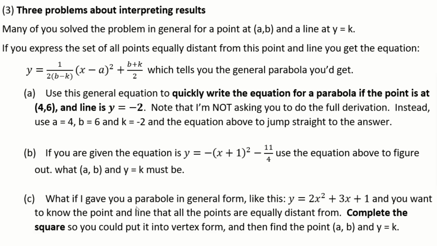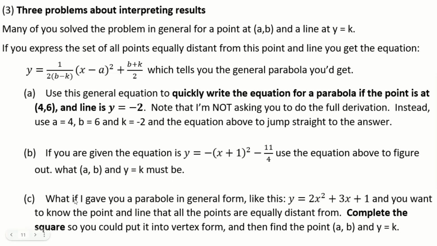So finally, what if I have a parabola in general form, like this one, and I want to know what's the point in the line that all the points are equally distant from? One thing I could do is take this general form for the parabola, multiply it all out, and then I'd have this equation in general form. So I'd have an expression for the number of x squareds, and I'd have an expression for the number of x's, and I'd have another expression. And so then I could set the number of x squareds equal to 2, and the number of x's equal to 3, and so on. My gut feel about that is that's going to end up being more complicated.